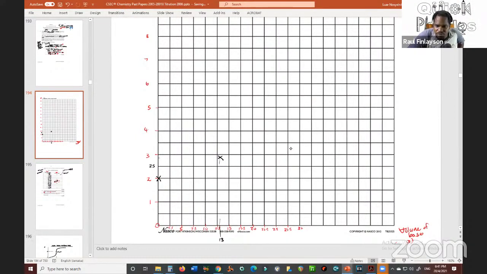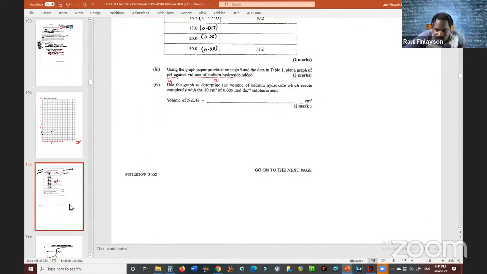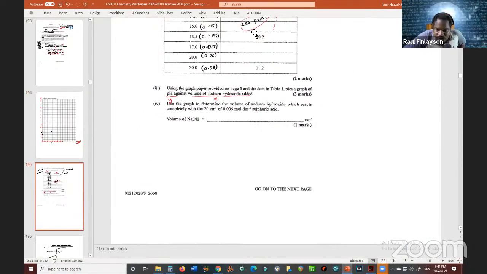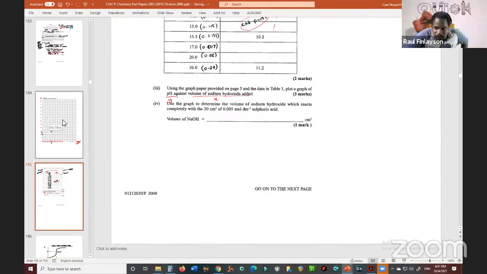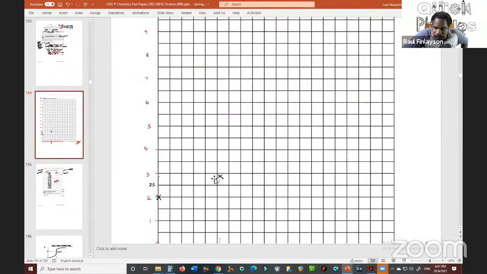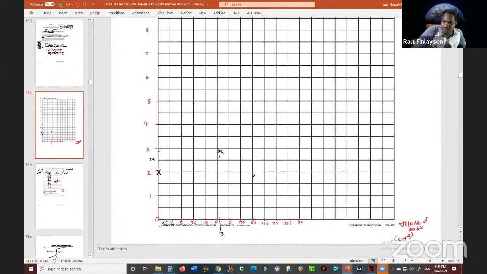So we have 13. All right, so the volume is 13, and we find 2.8. No, 10.2 rather. Sorry. We're going for 10.2 with 15.5. So the pH is 10.2, and the volume on the x-axis is 15.5.